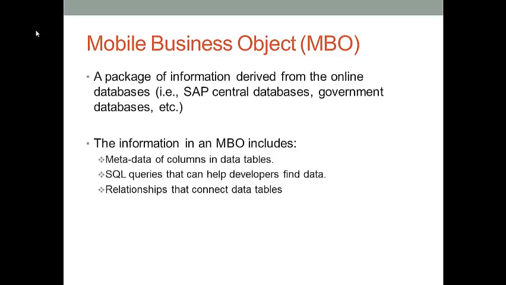The third part is the relationship between two tables or among several tables. When we talk about the entity relational database, we said two tables or several tables could have some logic connections. We use the foreign keys to connect these tables. When we download two or more tables from an online resource, if there are some relationships existing between two tables or among several tables, the mobile business object will also remember these relationships.